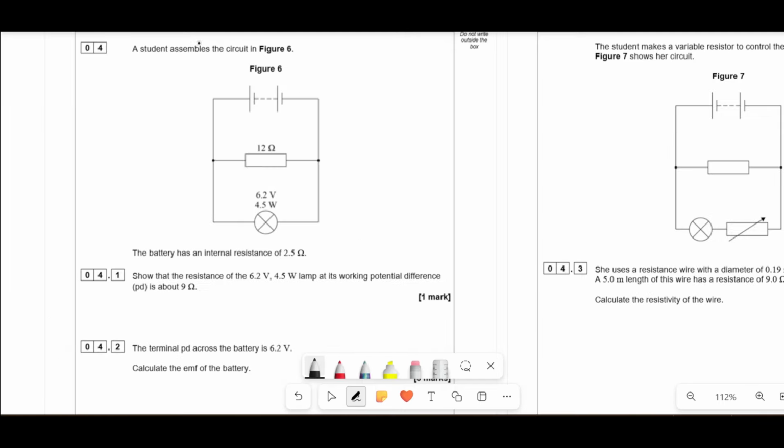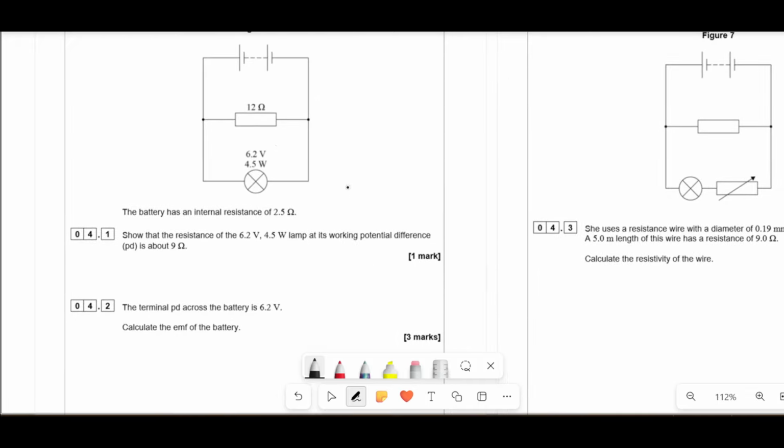So the question now says, a student assembles a circuit in figure 6. What we've got going on is a battery with internal resistance, ohms, and a lamp rated 4.5 watts. And it says, show that the resistance of the 6.2 volt, 4.5 watt lamp at this working potential difference is around 9 ohms. If we look at what we've been given, its power, which is 4.5 watts, and we've been told its voltage, and the question wants you to find R.